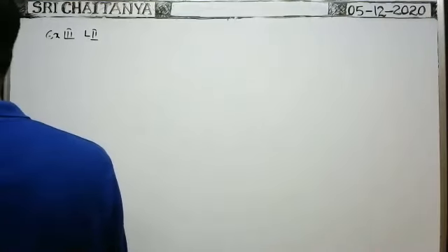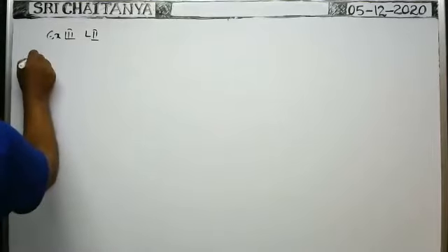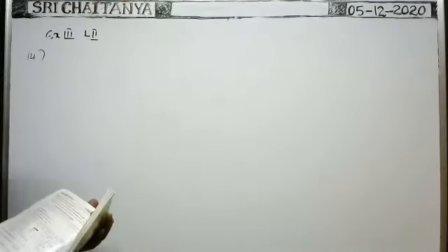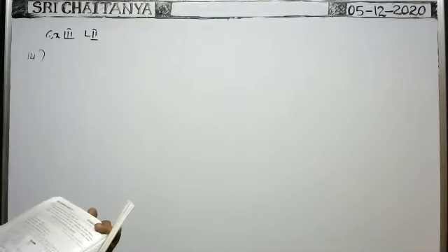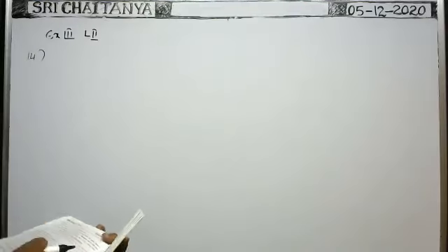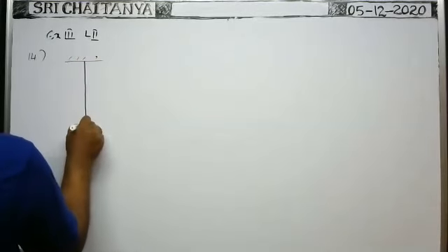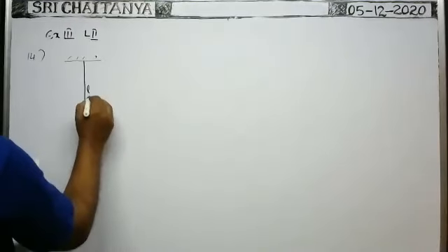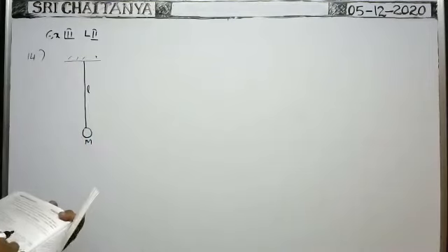Next, 14th problem. A simple pendulum consists of a bob of mass m and a light string of length L as shown in the figure. Here there is a simple pendulum suspended from the rigid support. The simple pendulum has length L and a bob of mass m, suspended from the rigid support here.